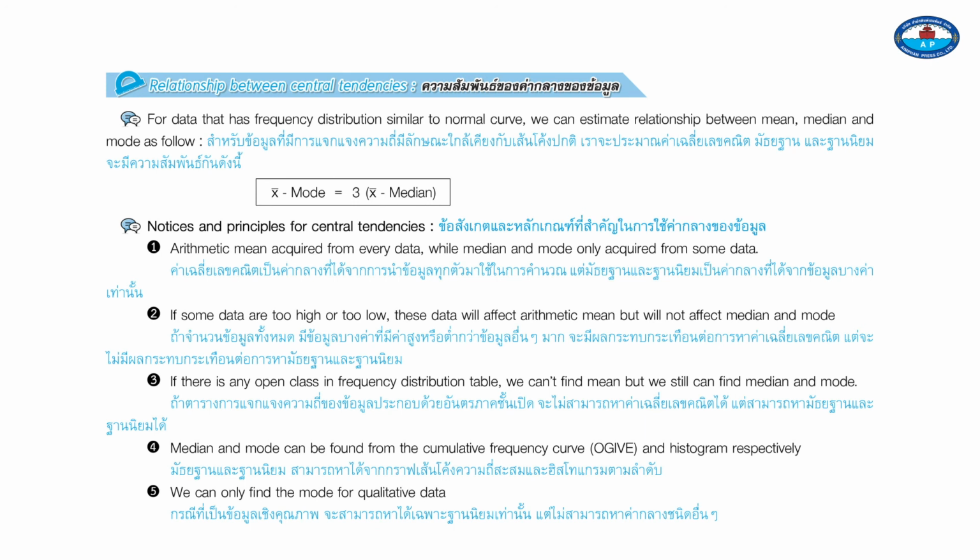1. Arithmetic mean acquired from every data, while median and mode only acquired from some data. 2. If some data are too high or too low, these data will affect arithmetic mean but will not affect median and mode. 3. If there is any open class in frequency distribution table, we can't find mean, but we can still find median and mode. 4. Median and mode can be found from the cumulative frequency curve, ogive, and histogram respectively. 5. We can only find the mode for qualitative data.